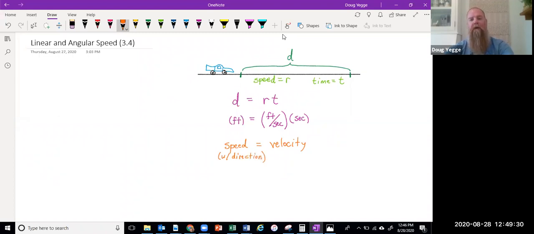And so what that implies is that I could rewrite distance equals rate times time as distance equals velocity times time, which also implies that if I want to solve for the velocity or the speed, I simply divide by time. That also makes sense because if I take the distance traveled divided by the time that it takes to travel, then I get something like feet per second, which makes sense as velocity.